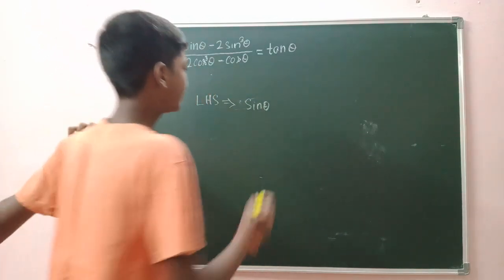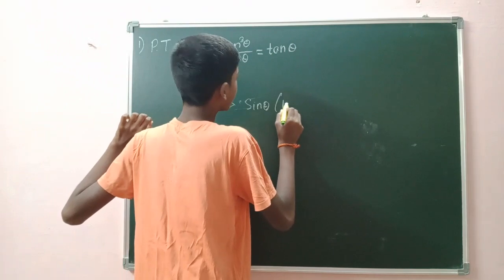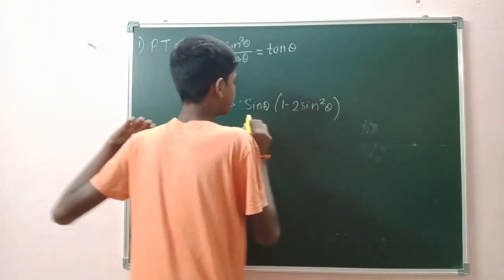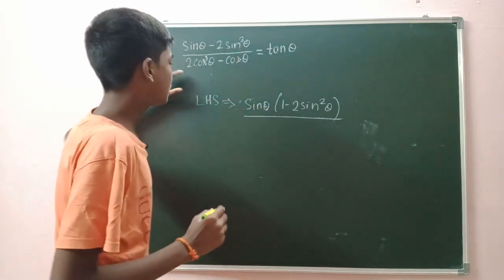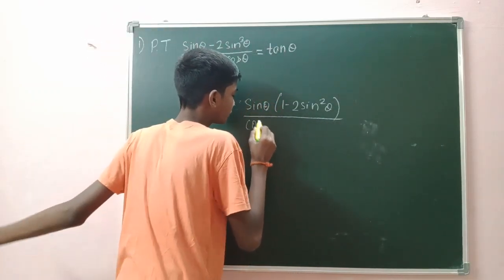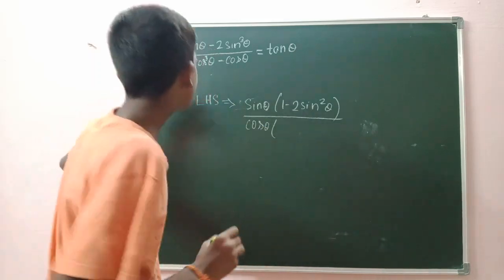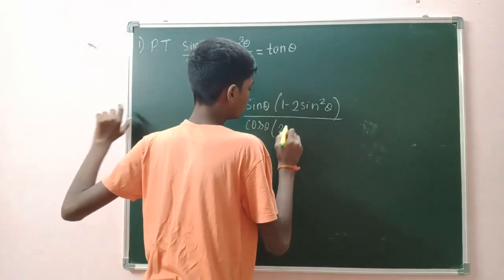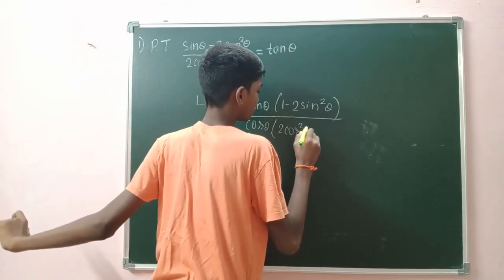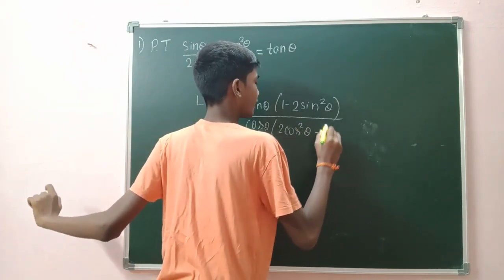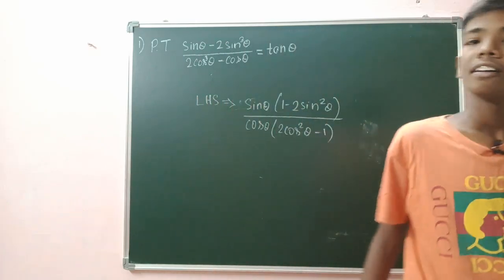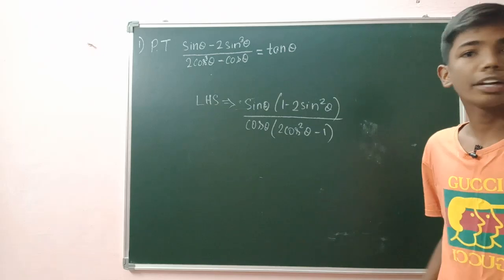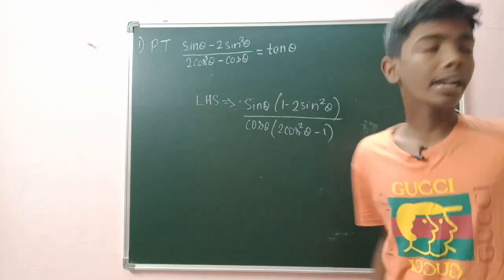common in the numerator, so that I will get 1 minus 2 sin square theta. Correct or not? And in the same way, in the denominator you can take cos theta common. So I will get the denominator as 2 cos square theta minus 1. Correct or not? This is what we get when I take sin theta common in the numerator and cos theta common in the denominator. Okay, so that is what I am doing here.